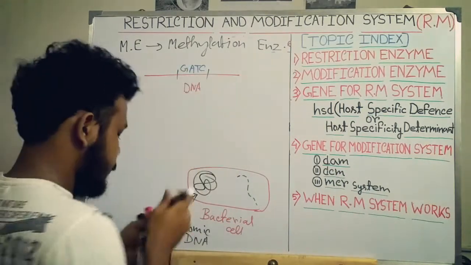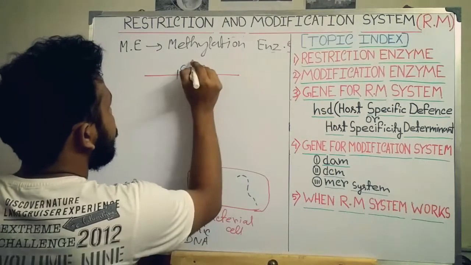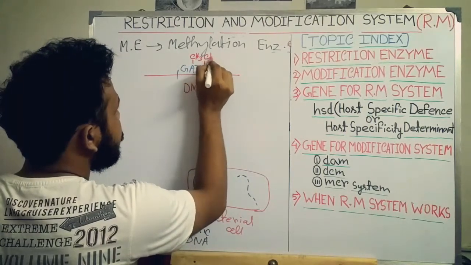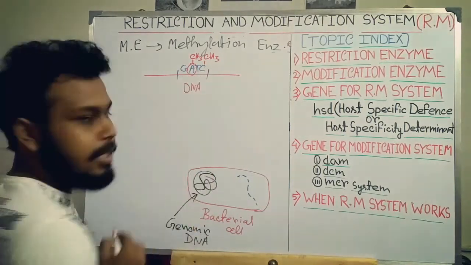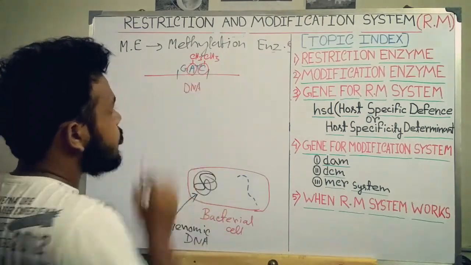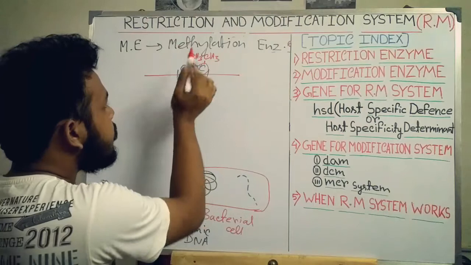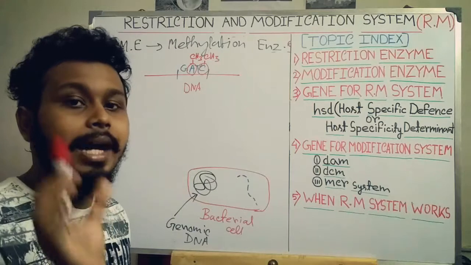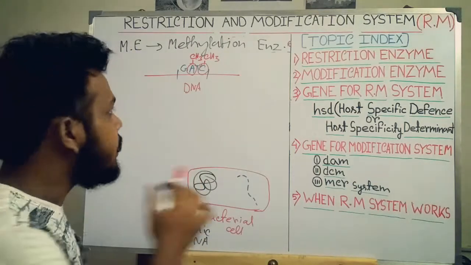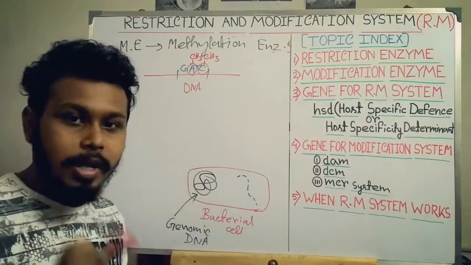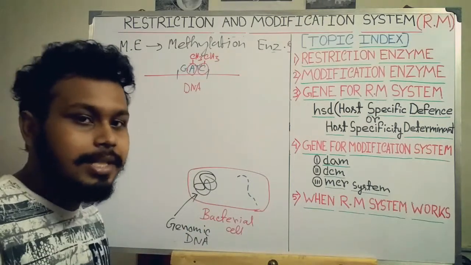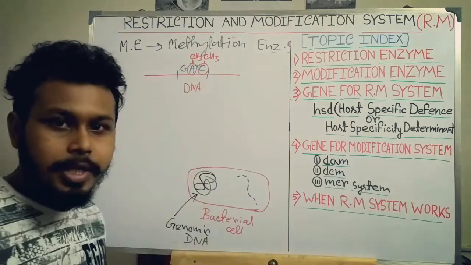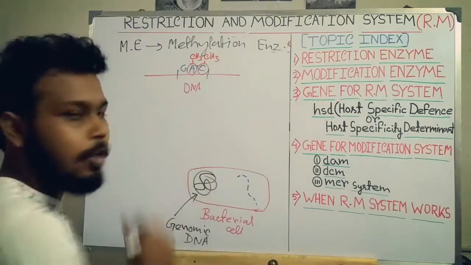So here they only modify the base by adding a methyl group in the adenine base or in the cytosine base. That is, they can either methylate the adenine base or the cytosine base, but not any other base in the DNA strand. So now the DNA is modified, and when the restriction enzyme comes to cut this DNA, they are prevented by this modification, so they cannot cut this genomic DNA.